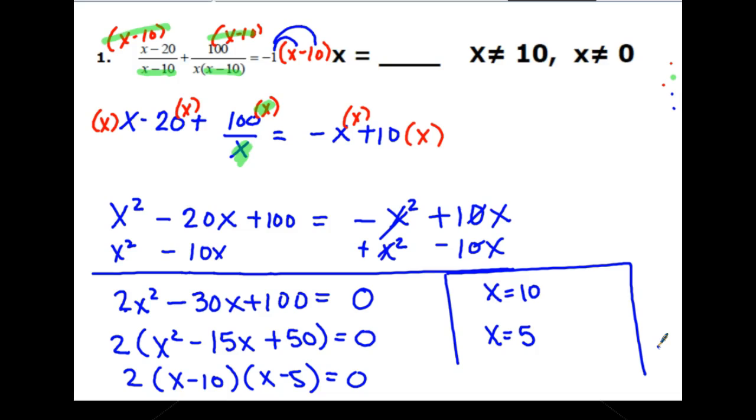Are those my answers? Well, what about this? What does it say? Can x not equal 10 and equal 10 at the same time? So is this an answer? This cannot be an answer. This is extraneous. And so my answer is x equals 5. So I have one solution and one extraneous answer.